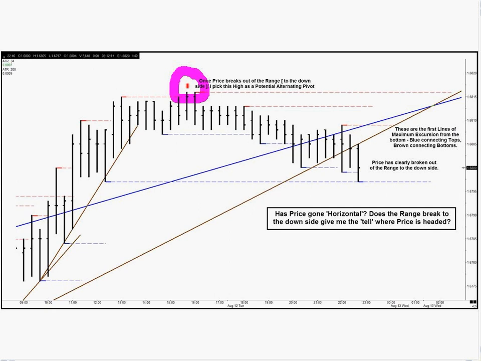So we've broken out of the range after expending a lot of energy. And you can see if I connected the tops, we're rolling over, at least in terms of tops. And finally, if you use this bind that we originally used for velocity, if you use it instead for a line of frequency, or even just a simple slope trend line, the range is broken below everything, and the tops never had a chance here. So these are the first lines of maximum excursion from the bottom, blue connecting the tops, brown connecting the bottoms. You can see they're coming together here. Price is clearly broken out of the range to the downside.